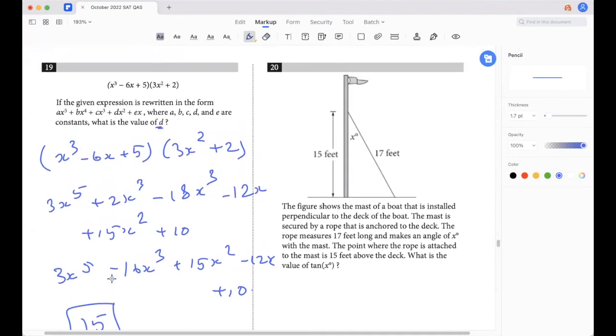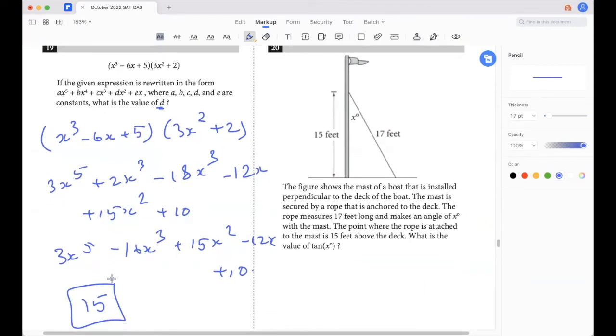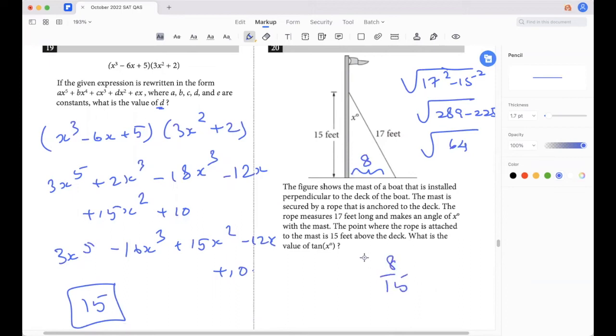The figure shows the mast of a boat that is installed perpendicular to the deck of the boat. The mast is secured by a rope that is anchored to the deck. The rope measures 17 feet to make an angle of x degrees with the mast. The point where the rope is attached is 15 feet above the deck. What is the value of tan x? Okay, so by Pythagoras theorem, this distance will be square root of 17 square minus 15 square. So 289 minus 225. So that's 8, right? So this distance is 8. So tan x will be opposite over adjacent. So that will be 8 by 15.